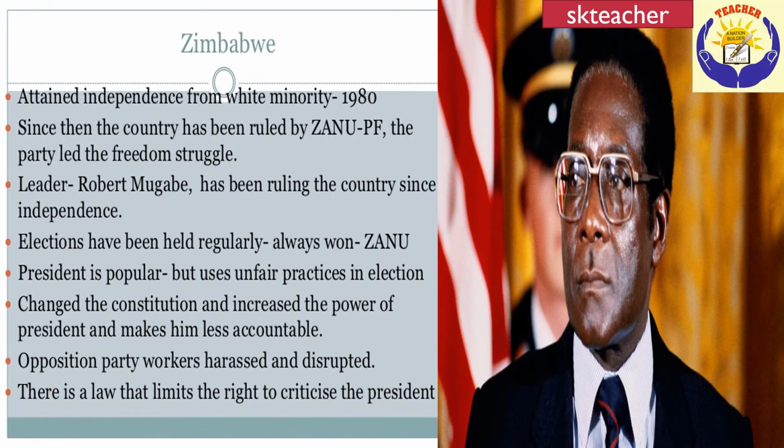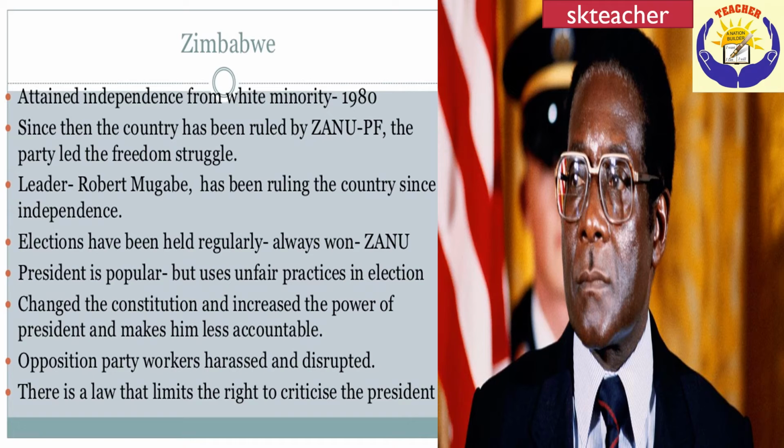The last example is about an African nation, Zimbabwe. This nation attained independence from white minority in the year 1980. Since then, the country has been ruled by ZANU-PF. The party led the freedom struggle. The leader of the party, Robert Mugabe, has been ruling the country since independence. Elections have been held regularly, always won by ZANU-PF. President is popular but uses unfair practices in elections.